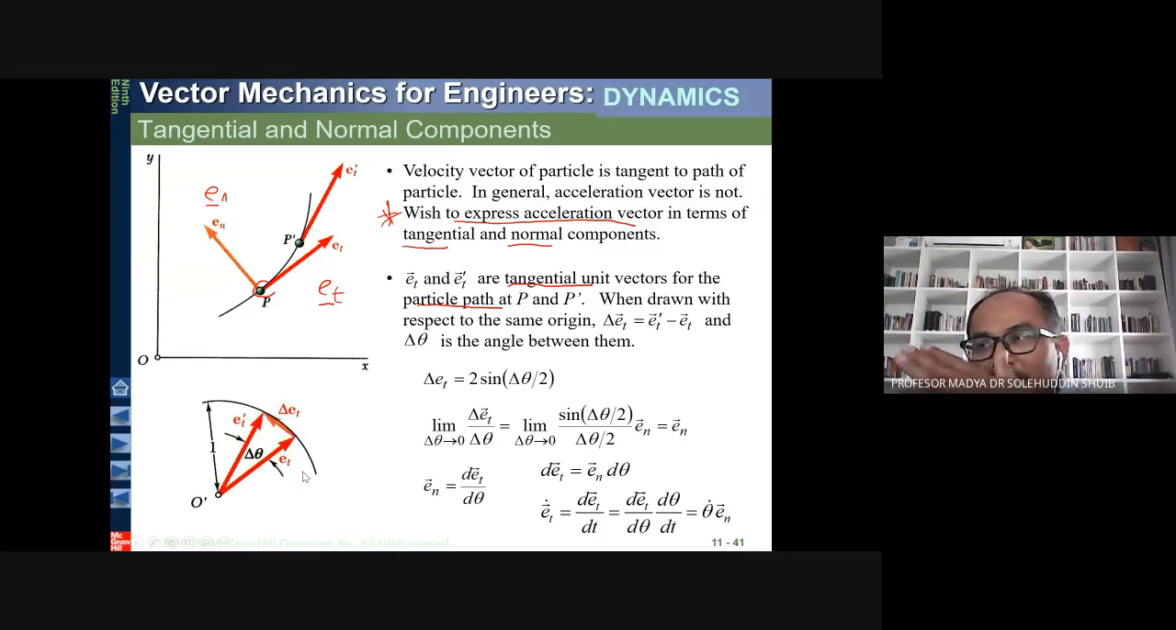From O prime, it is rotated with an angle of delta theta. So this delta theta basically is delta ET. We differentiate it with respect to time, and you get E dot T, which is theta dot E N.